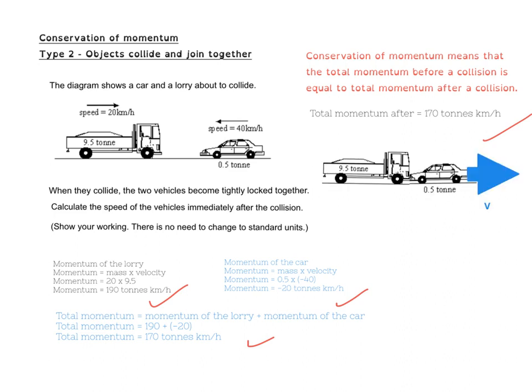Now after the collision, we get the lorry and the car sticking together as shown here, and then moving away together in this direction with velocity v, and we need to work out what velocity v will be.